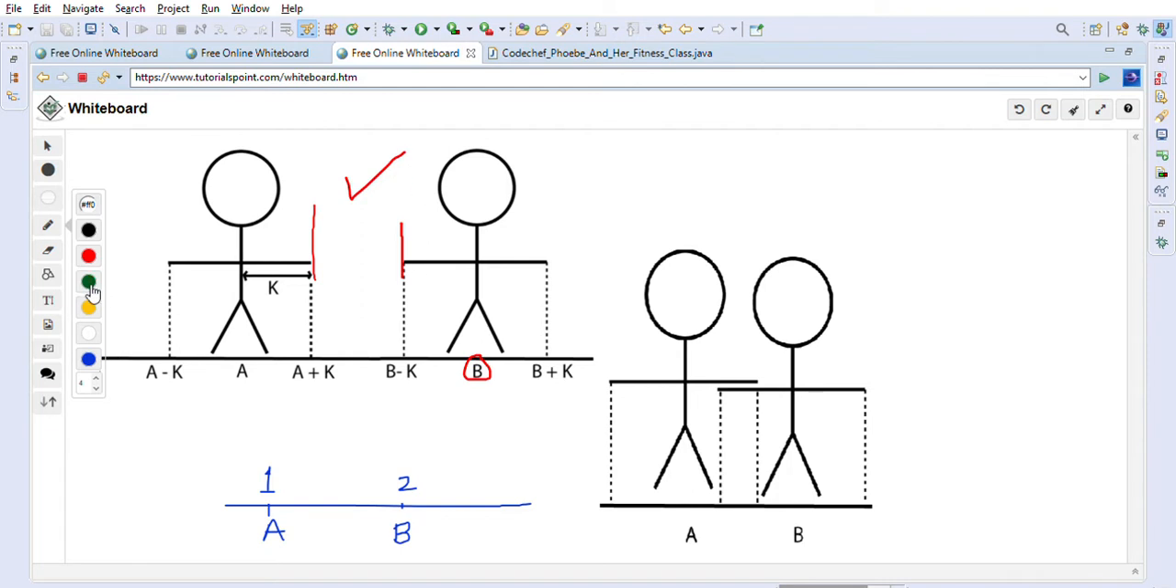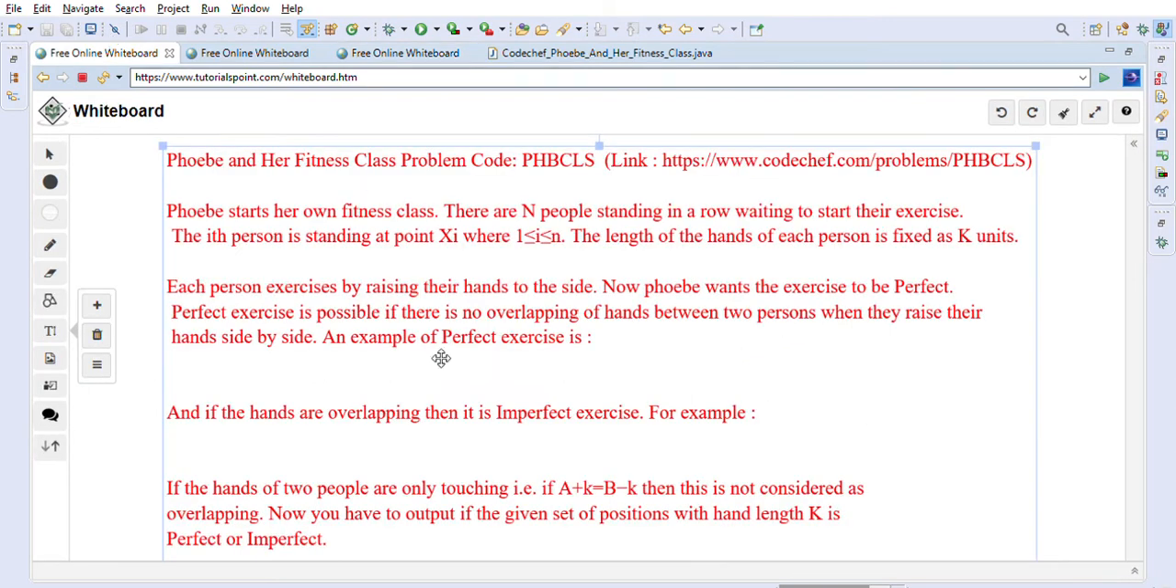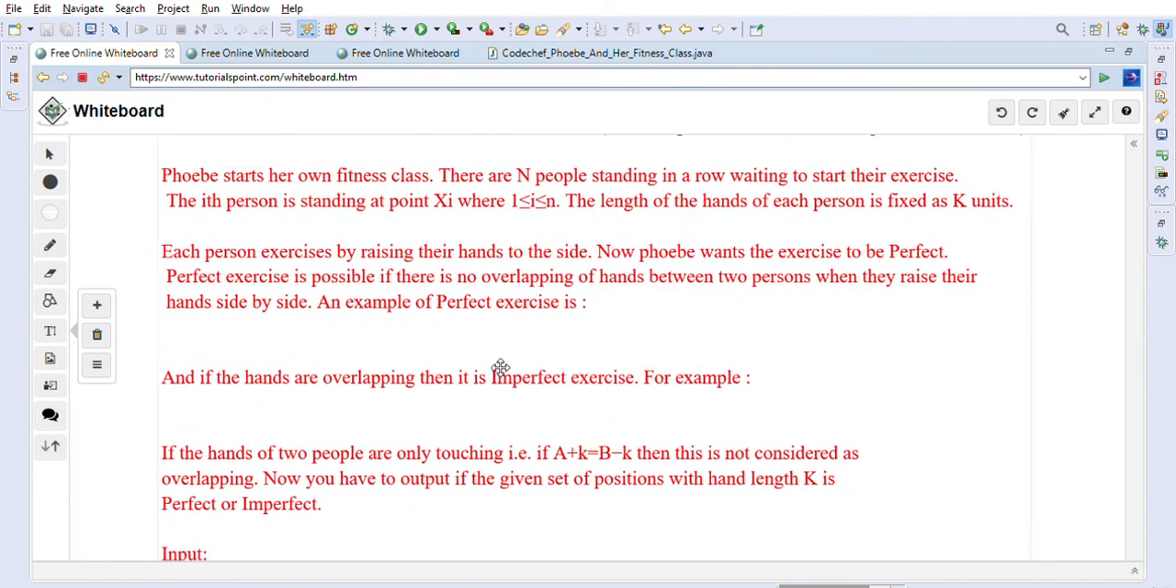Apart from that, if you look at this example now, these two people are standing close to each other. So when they raise their hands, the hands are overlapping. As you can see, this is overlapping, right? So this is an example of imperfect exercise. So let's go back. So this is what they are saying.